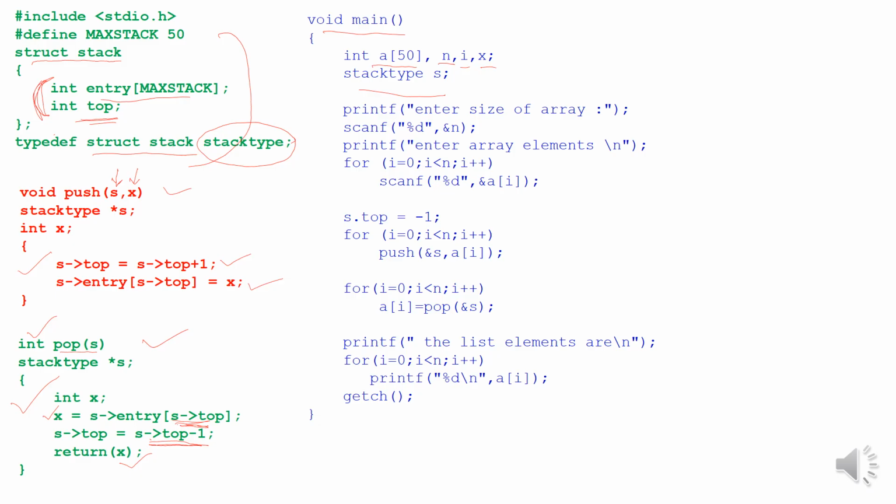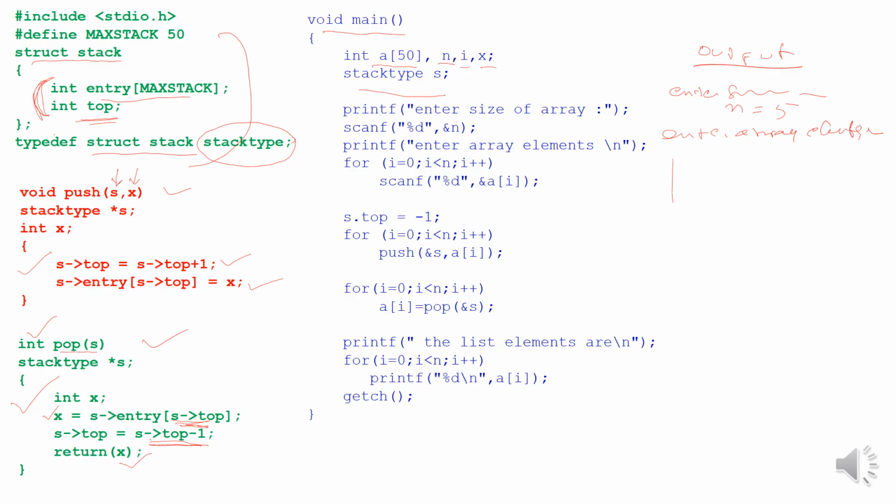The first statement is enter size of array. So the output, enter size of array, will be displayed, that is n, may be say 5. I want to take an array consisting of 5 elements. Then enter array elements. So for i assigned to 0, i less than n, i plus plus, scan of a of i.